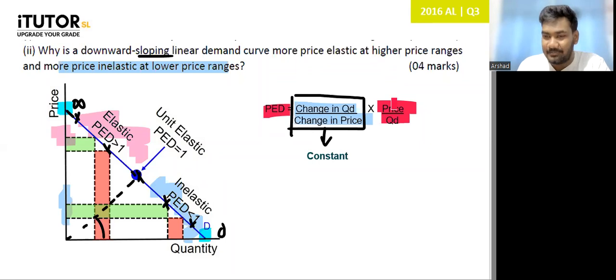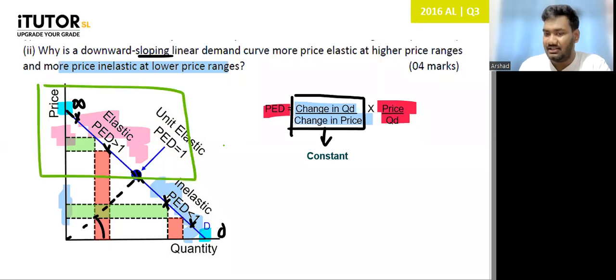Now just think, guys. Do the normal maths and see. At higher price ranges, let's take this range here, I'm highlighting in green. At higher price ranges, this price is high. Numerator is high. Quantity is low, no? When the price is high, QD is low. So price is high, QD is low. What does that mean? The numerator is high, denominator is low, so your final answer will take a higher value.